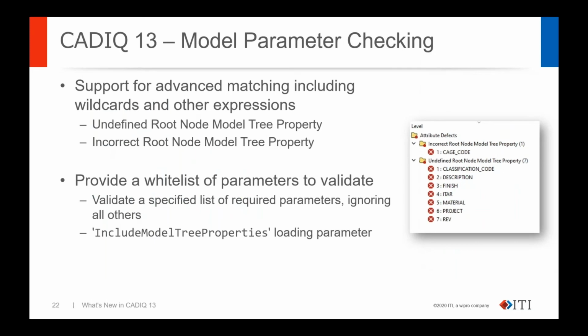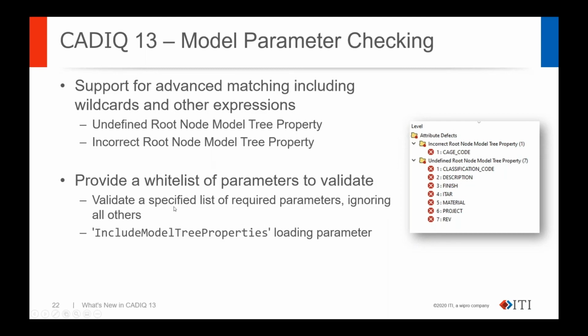We've also made some enhancements around model parameter checking. There are advanced matching capabilities that include wildcards and other expressions. So the diagnostics undefined root node model tree property, which is a fancy way of saying parameter, or the incorrect model tree property, can include advanced wildcards to search the model for those parameter names. If the parameter name isn't exact in the model, you can still search for it that way.